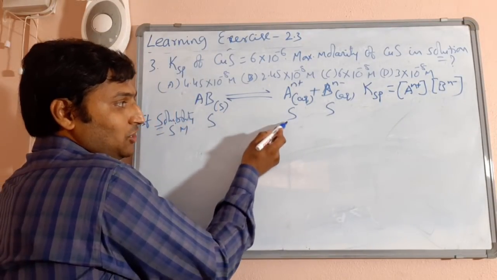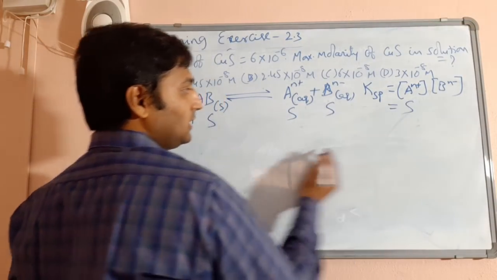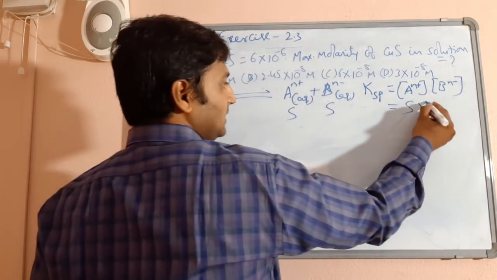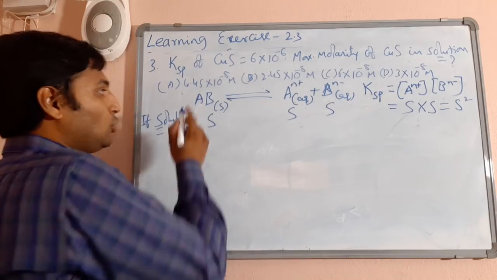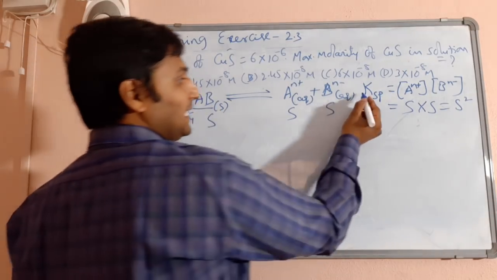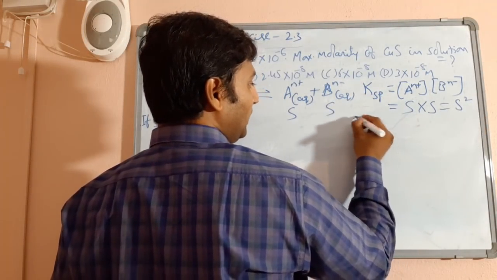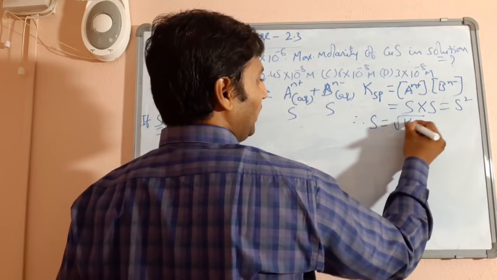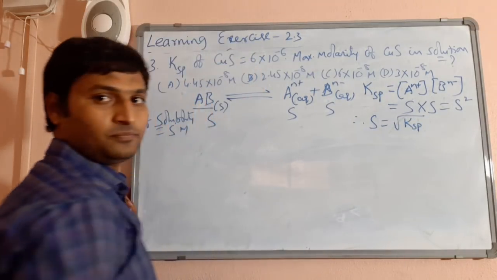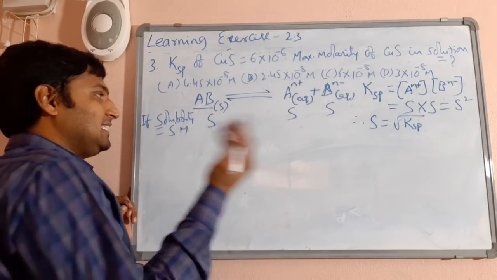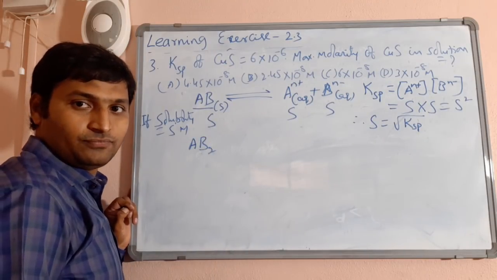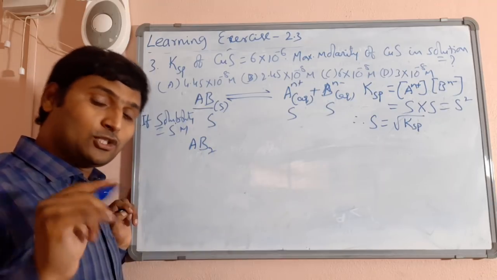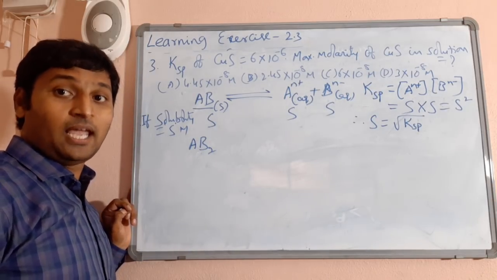Now what is the concentration of A^n+? S moles. What is the concentration of B^n-? S moles. S into S is S square. So for an AB type salt, Ksp is equal to S square, therefore S is equal to the square root of Ksp. Got my point?